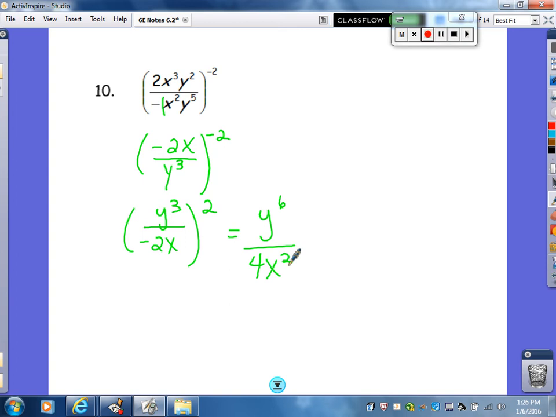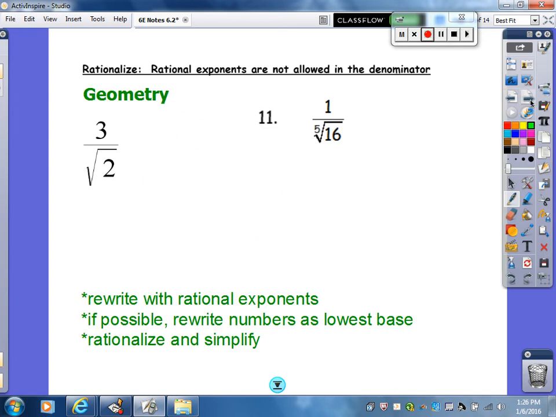The last thing we're going to do is rationalizing our denominators. So here again, we rationalize, write down my bullet points. We're going to rewrite with rational exponents. If possible, we need to rewrite our numbers with lowest bases. And then we're going to rationalize and simplify.